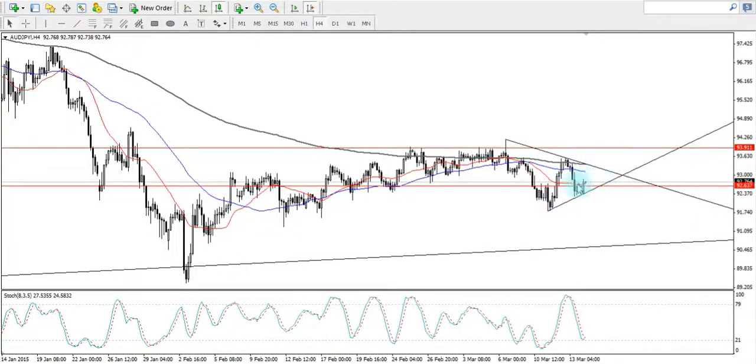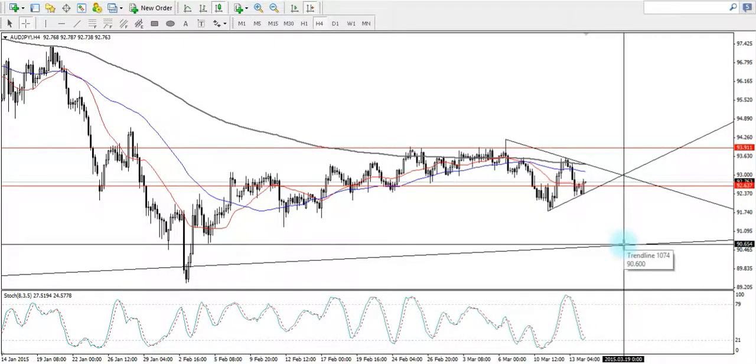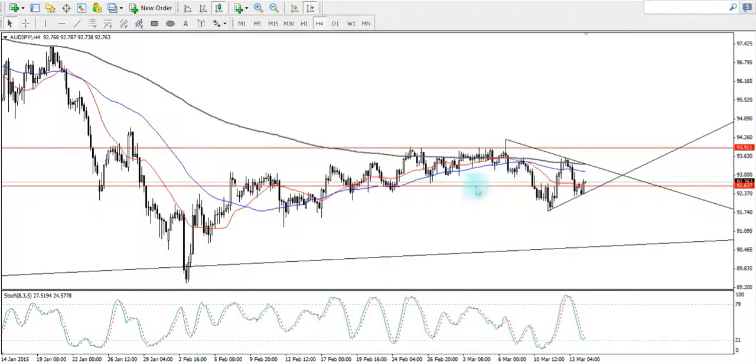So it really depends on whether price breaks above or breaks below. If it breaks above, we are expecting price to resume its appreciation with first resistance level at 93.81. If it breaks lower, we shall wait for price to reach the bottom of the rising trend channel. Alright, so that is for the Aussie against the Japanese yen, and that's all for today.